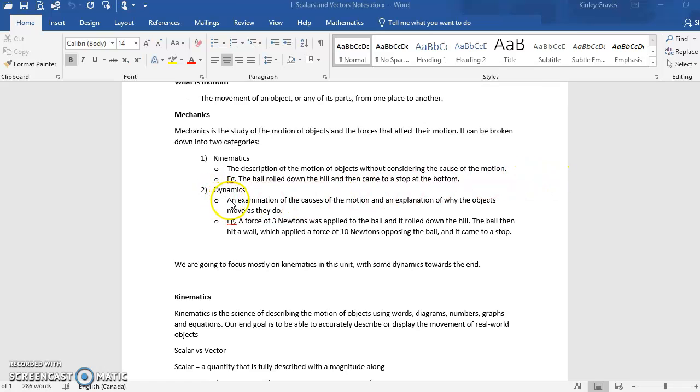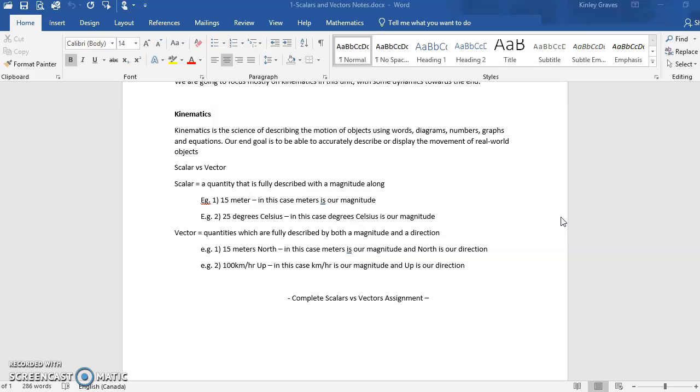If we're looking at the dynamics branch of mechanics, it's an examination of the causes of the motion and an explanation of why the objects move as they do. So an example of a dynamics explanation would be a force of 3 newtons was applied to the ball and it rolled down the hill. The ball then hit a wall, which applied a force of 10 newtons opposing the ball, and it came to a stop. So we're mostly going to focus on kinematics, and then we'll move towards dynamics a little bit more towards the end. Okay? So let's look a little bit more at what kinematics is.